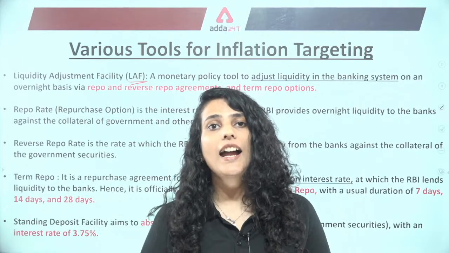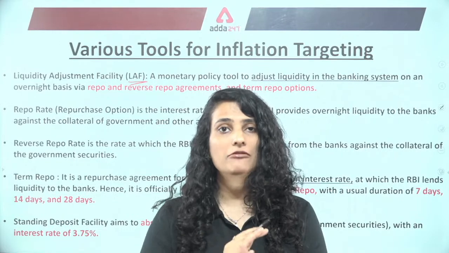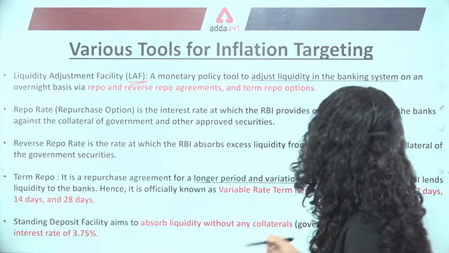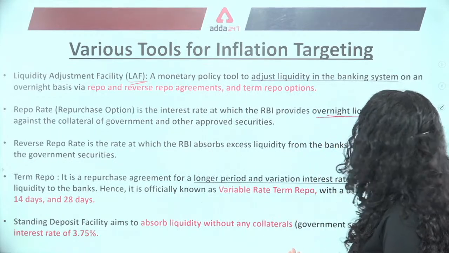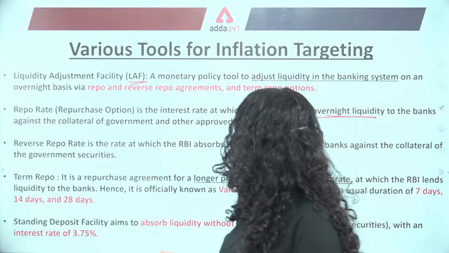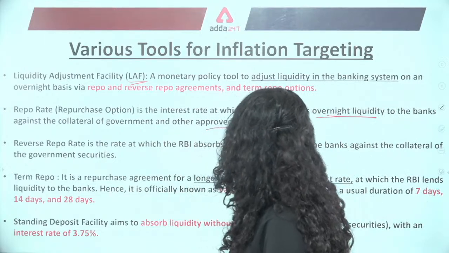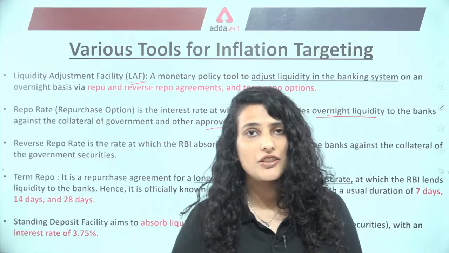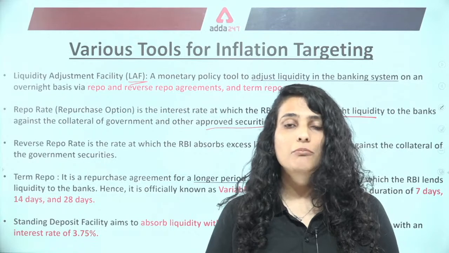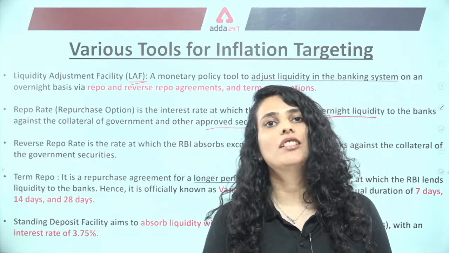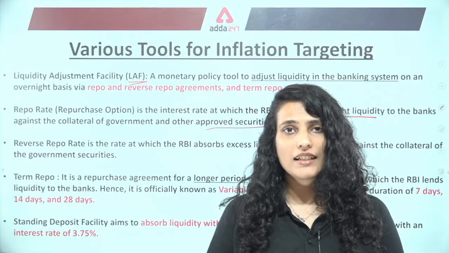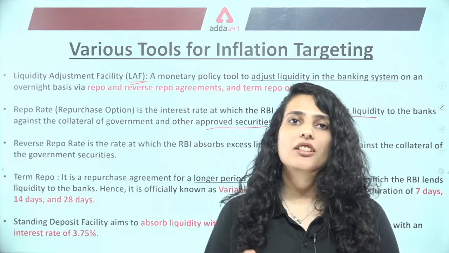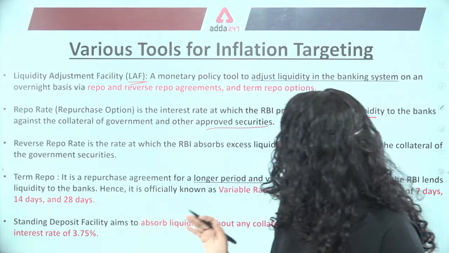It is a rate at which, listen carefully, repo का full form repurchase option. It is a rate at which the RBI provides overnight liquidity to the banks against the collateral of government and other approved securities. So basically क्या होता है? RBI purchases government securities from the banks, and by purchasing government securities, of course, RBI is injecting liquidity in the banking system on an overnight basis. Okay, तो ये बहुत ही short term होता है, and that is what repo is about.